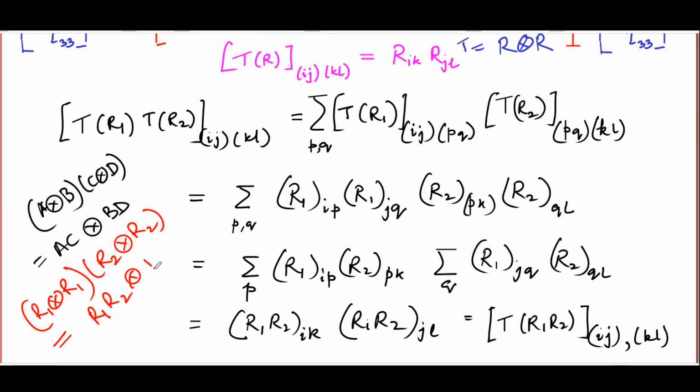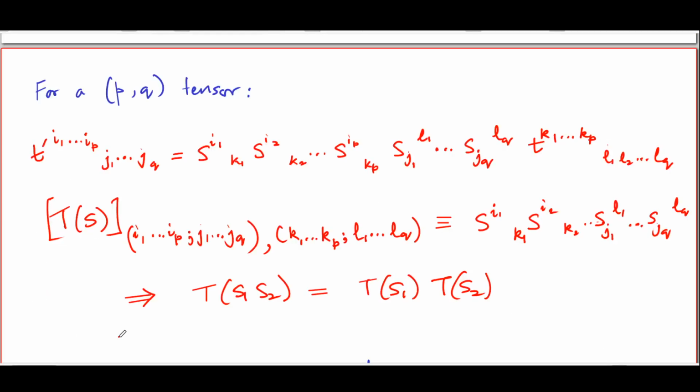In fact, the proof that I gave you using the indices right now is essentially the same as the proof of the result that A cross B times C cross D is AC cross BD. We have just used that in our specific context here. This generalizes rather trivially, though slightly cumbersomely, for the case of a general P, Q tensor.